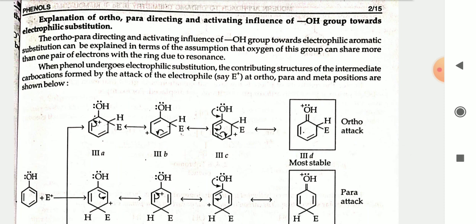Explanation of the ortho-para directing and activating influence of the OH group toward electrophilic substitution. The ortho-para directing and activating influence of the OH group toward electrophilic aromatic substitution can be explained in terms of the assumption that the oxygen of this group can share more than one pair of electrons with the ring due to resonance. When phenol undergoes electrophilic substitution, the contributing structures of the intermediate carbocation formed by the attack of the electrophile E+ at ortho, para and meta positions are shown below.